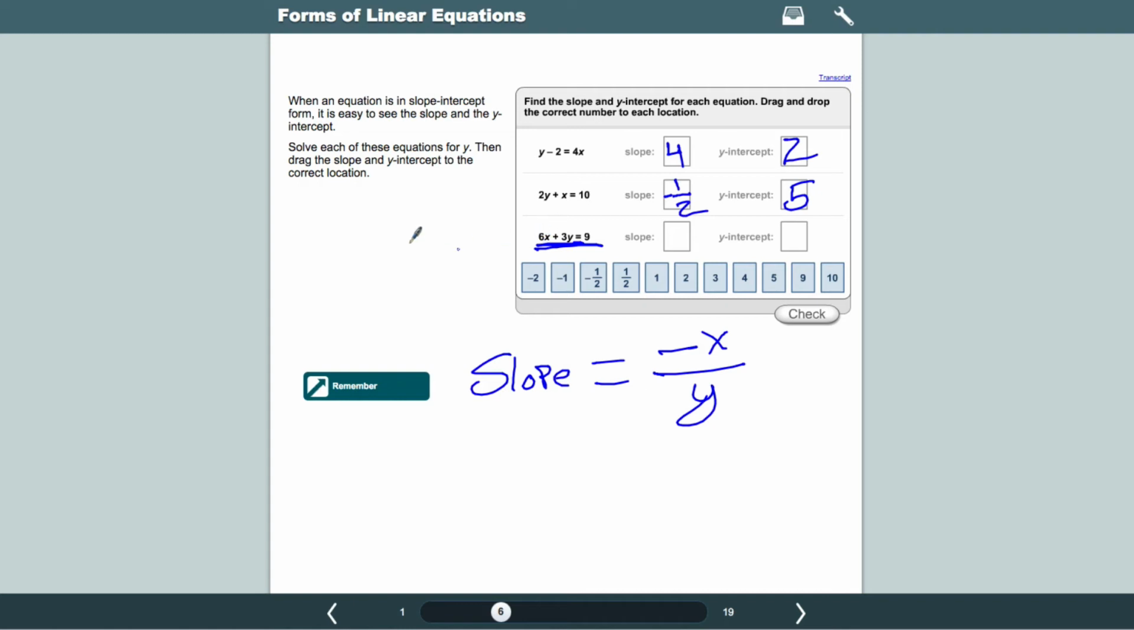What is my negative x? I have negative 6 over what is y? 3. What's negative 6 divided by 3? It is negative 2. And to find my y-intercept, I just scribble out the x. Just like this. Get rid of the x. Now I divide both sides by 3. And I have 9 divided by 3 is 3. Because that 3 goes away, y equals 3.